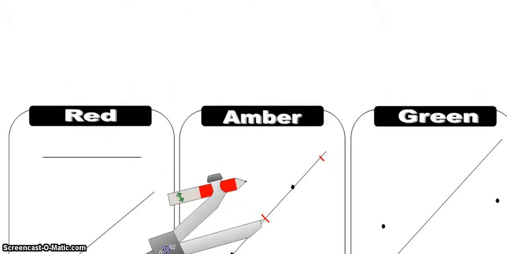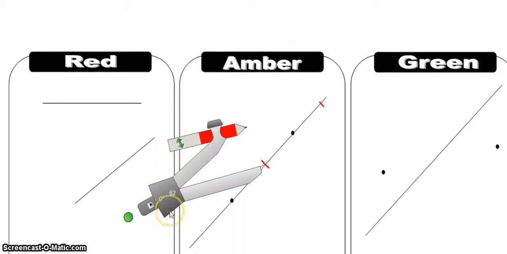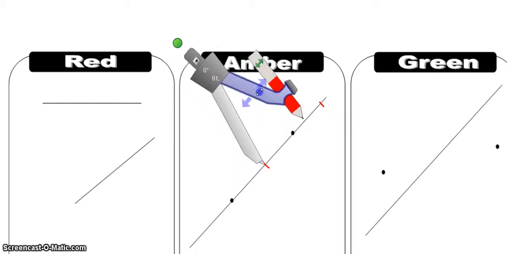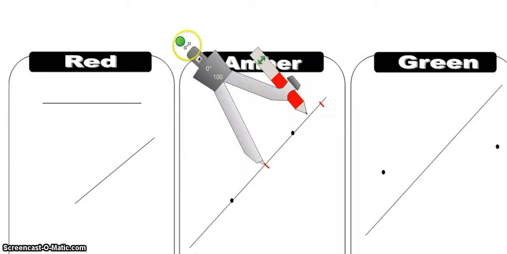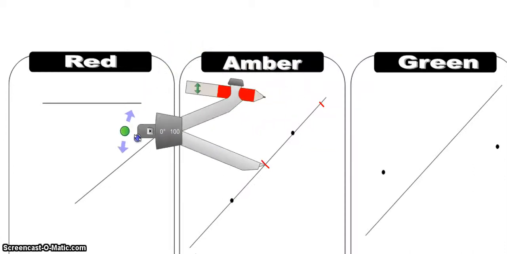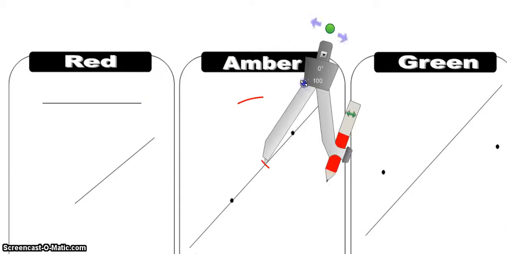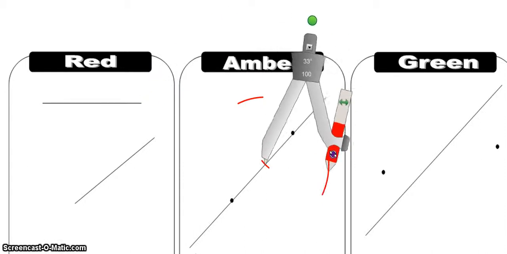I'm going to put my compass upon the point. I'm going to make sure that my compass is more than halfway along. Remember, we talked last time about it being somewhere closer to 3/4 if we can. And from that point, we're going to do an arc above, and we're going to do an arc below.